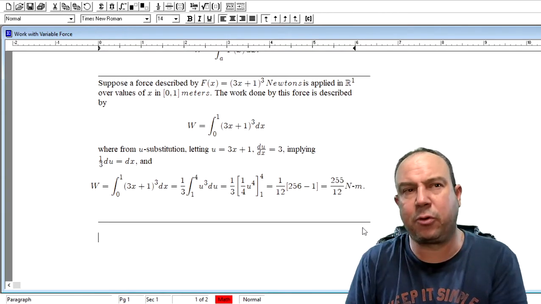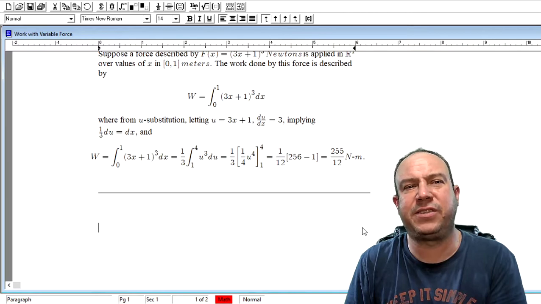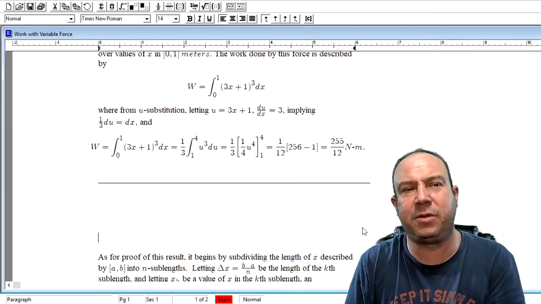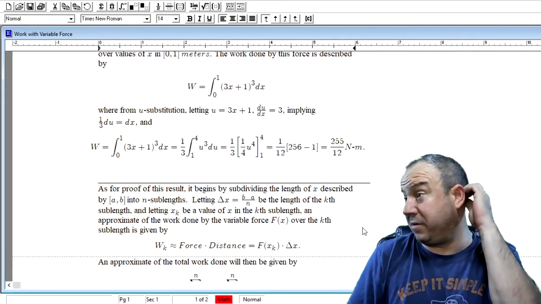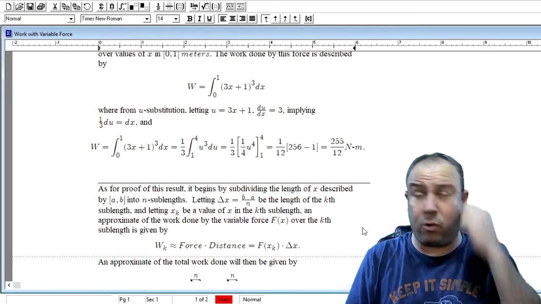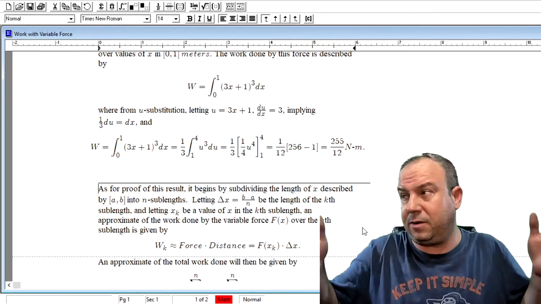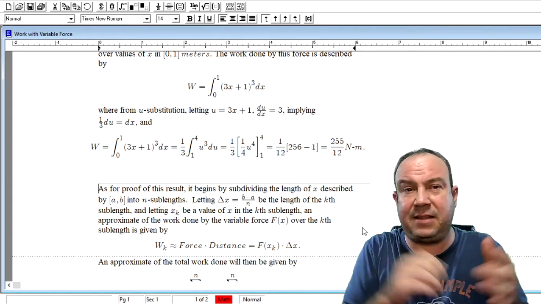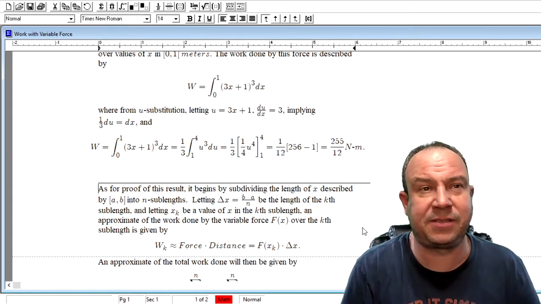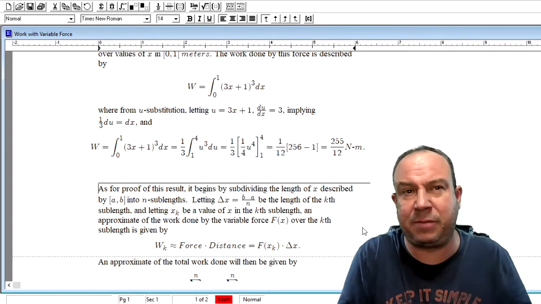Now let's look at a quick proof. This proof is very similar to the one for the case of variable density. What we do is we just subdivide the length over which we're committing this force. We're going to take the length over which we're going to apply this variable force, and subdivide that distance up into little sub-distances or little sub-lengths.